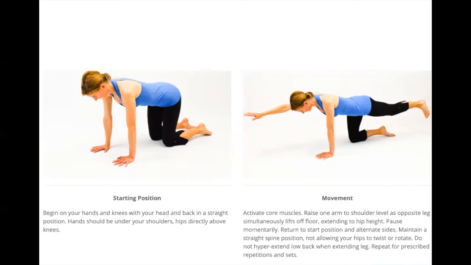When that gets too easy, extend opposite arm, opposite leg, and make boxes, like draw a box with your hand and draw a box with your foot, right? It's always designed to keep your pelvis in a neutral position. Don't let your pelvis open up, number one, and don't let your body twist. Our goal here is to use our stabilizer muscles to stabilize while we're adding an external force.